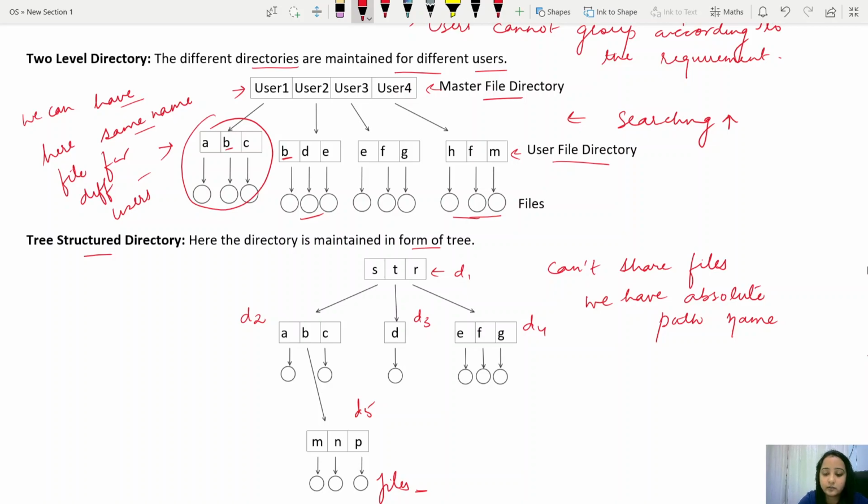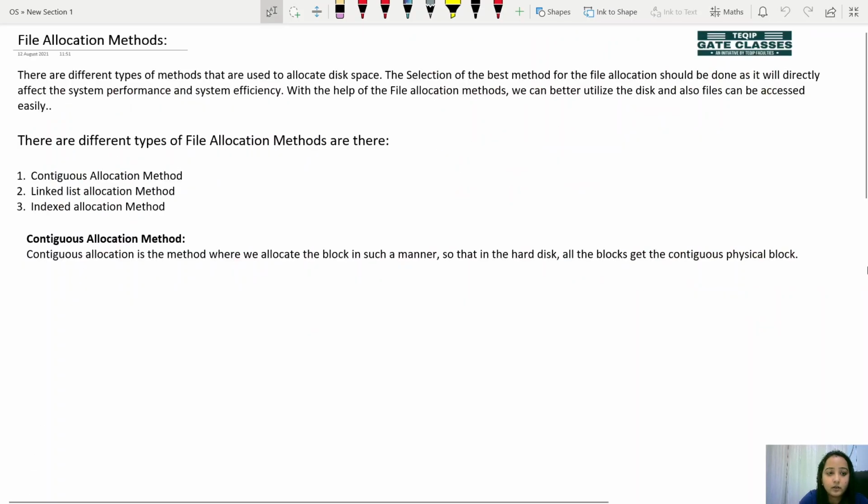Next one is, there are different types of file allocation methods that are used to allocate disk space. Later on we'll understand what this disk is and what the structure of the disk is. So it is used to allocate disk space.